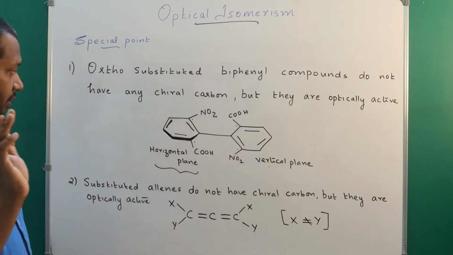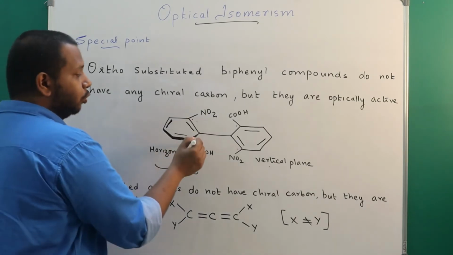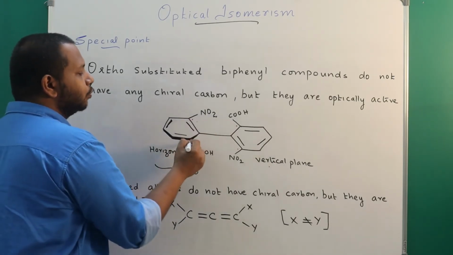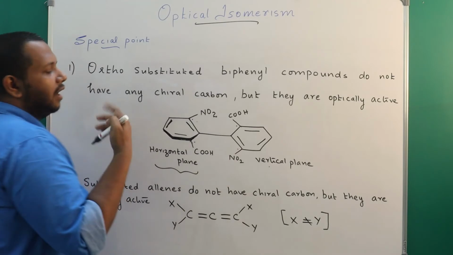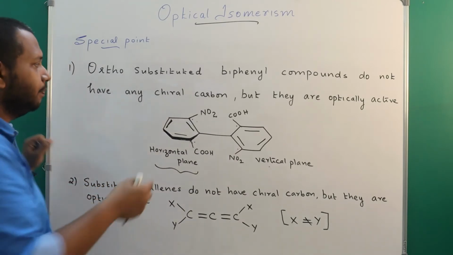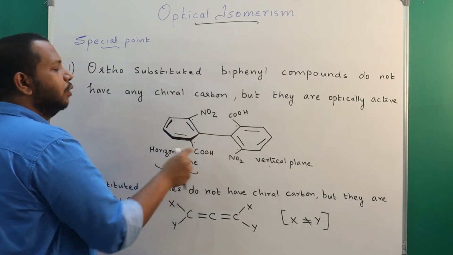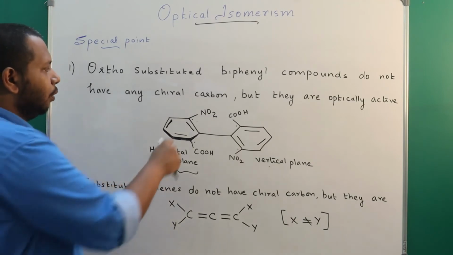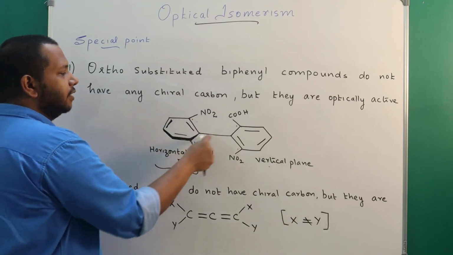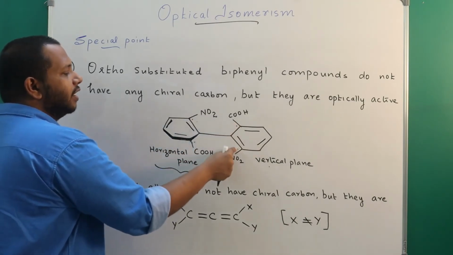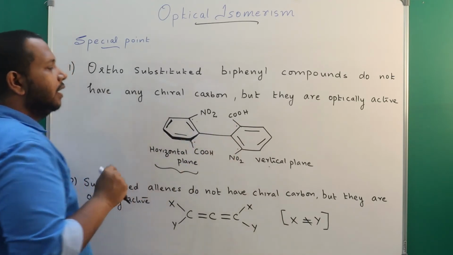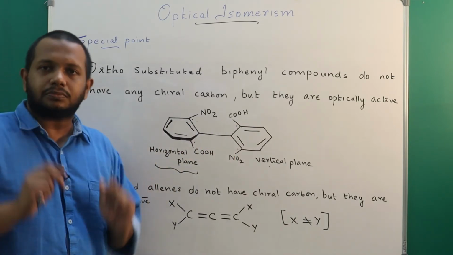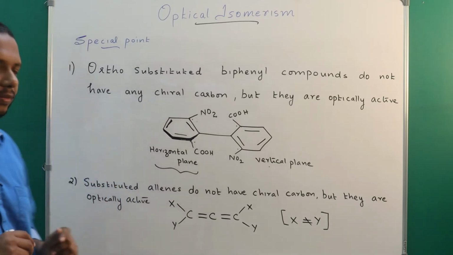Another important thing to remember here is that they should be ortho substituted, and both ortho positions should be substituted differently. If here also NO2 and here also NO2, then it is not possible. Both ortho substitutions should be different. Here CHO and here NO2. So both are different. In that case, it will exhibit optical isomerism. I hope it is clear for you.